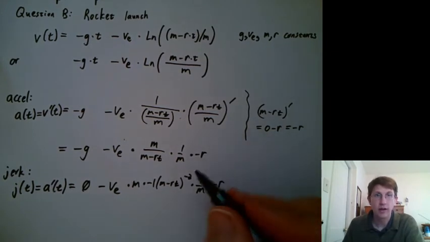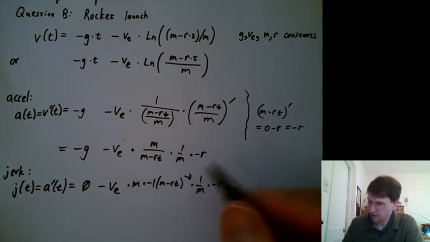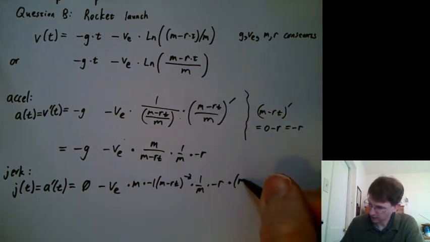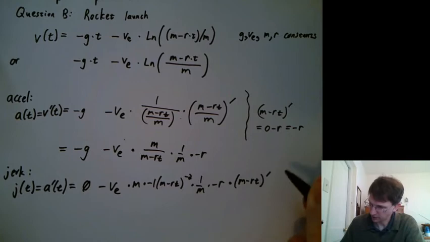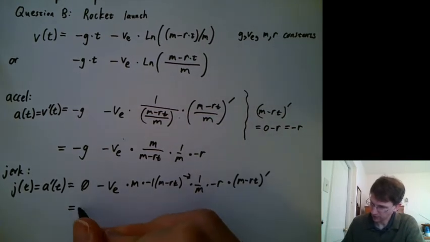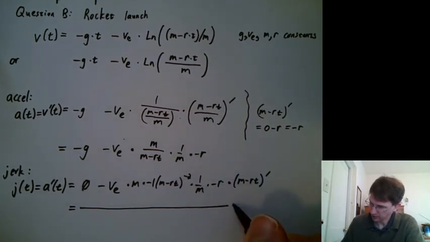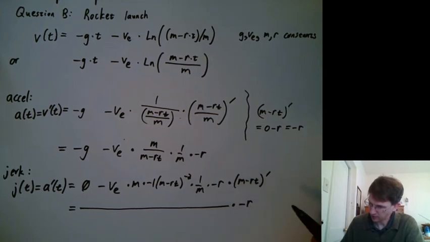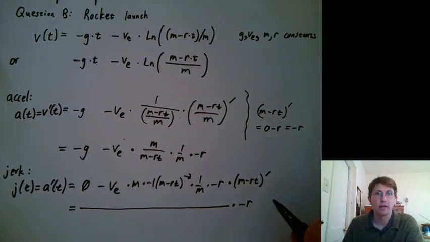Oh, and you know what I forgot? The derivative of the inside here. So times (m minus rt) prime. So then that's all that times just another negative r there. And then it says to graph it, so then we'll switch to Desmos to do that.